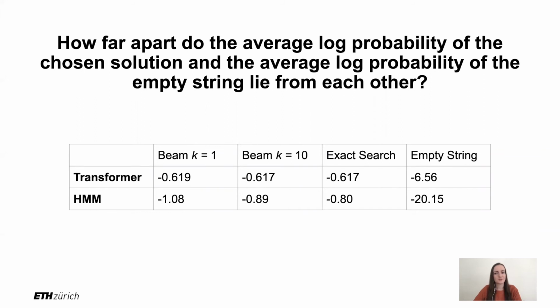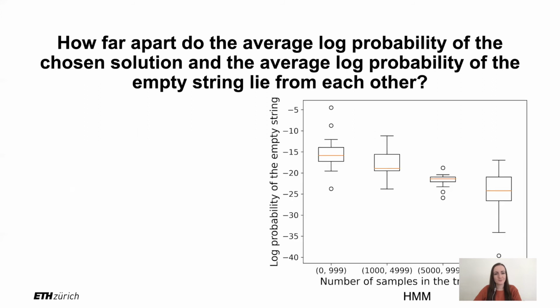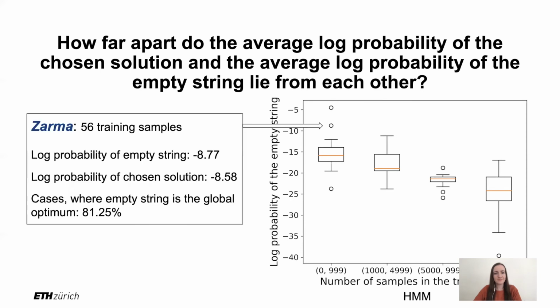Overall, we found the difference between these probabilities to be quite large. When looking at the log probability of the empty string by resource groups for the HMM, we see that the probability of the empty string is higher if there are few training samples available. In particular, there are two outliers where the probability of the empty string is even higher. One of them is the Zarma language. It is actually extremely low resource. There were only 56 training samples. For this language, we observed that the log probability of the empty string and the log probability of the chosen solution were indeed very close together. And in 81% of the cases, the empty string was actually the global optimum.